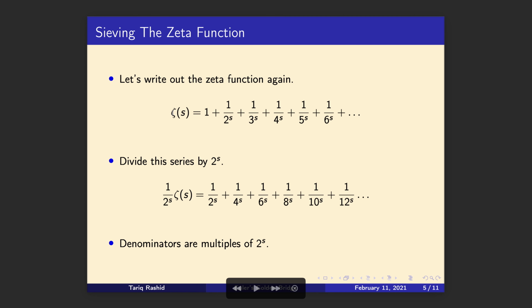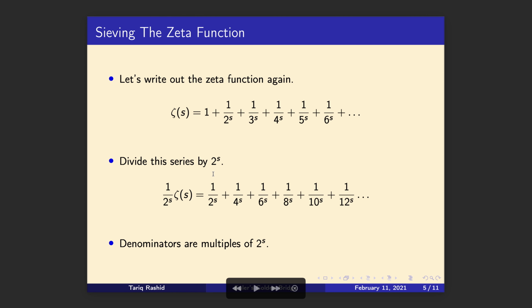Now if we divide this series by 2 to the s, each of these terms is divided by 2 to the s. So we end up with 1 over 2 to the s times the zeta function equals 1 divided by 2 to the s plus 1 over 4 to the s plus 1 over 6 to the s. And you can see these are now multiples of 2 to the s. And they look like 2, 4, 6, 8, 10. So all these denominators are multiples of 2 to the s.